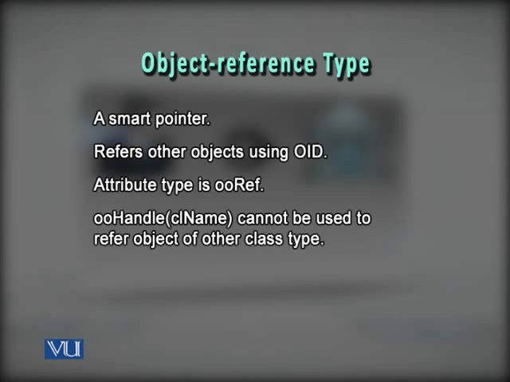Keep one thing in mind, that the OO handle cannot be used to refer to the objects of another class type, because OO handle can be used to store the handle to a particular class only. But when you want to refer to the objects of some other class type, in that case you have to use the OOREF.